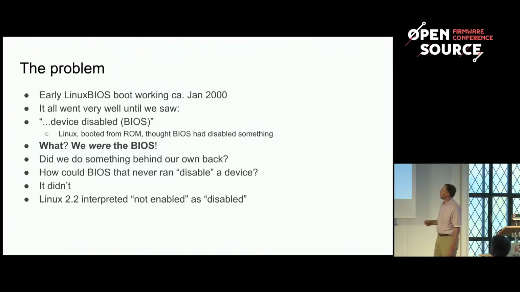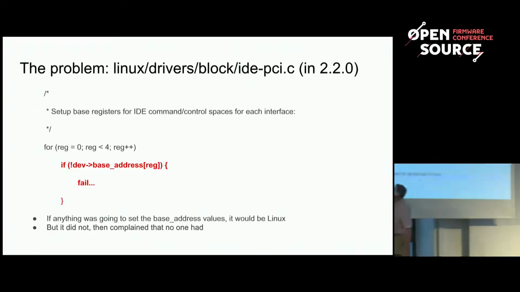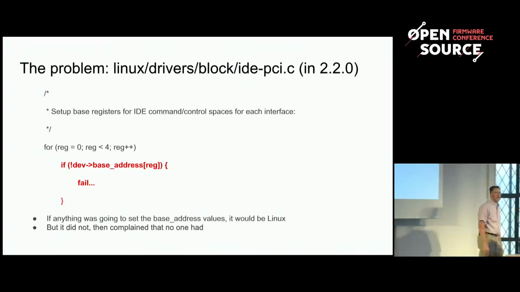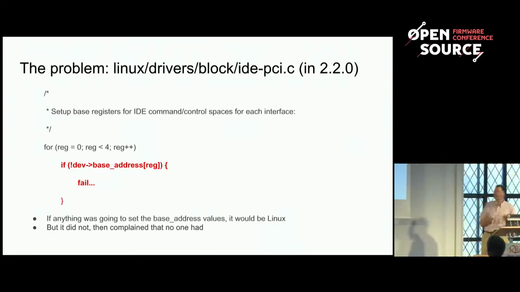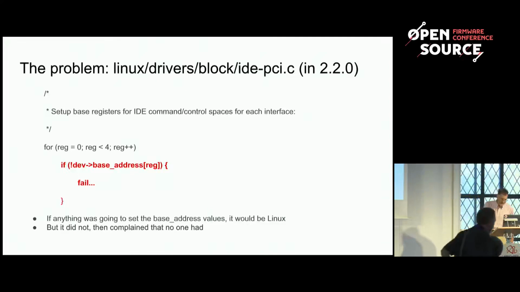And the answer was, no, we didn't do something behind our back. We failed to do something. Linux back then interpreted not enabled as disabled in critical places. And here's the critical place in 2.2. In PCI.c, there's this loop across the base address registers, and if any one of them was 0, it would just say, oh dear me, the BIOS has just disabled the IDE PCI device, which of course we hadn't done, but we hadn't enabled it, and then it all just went south at that point.